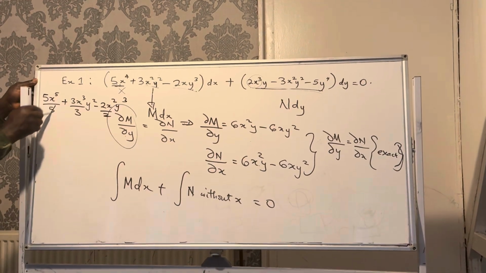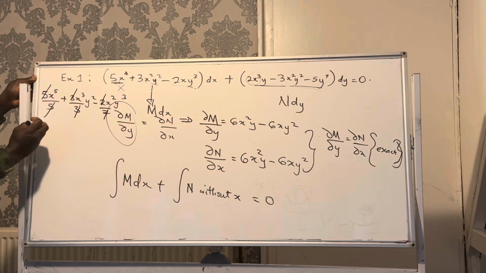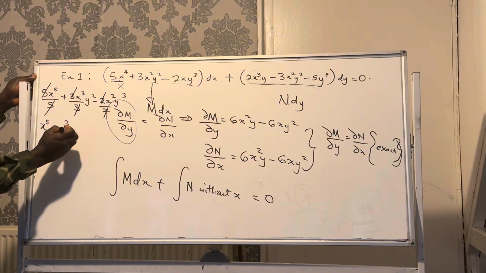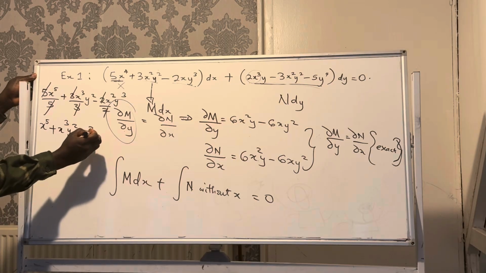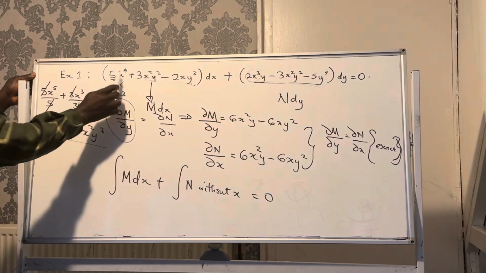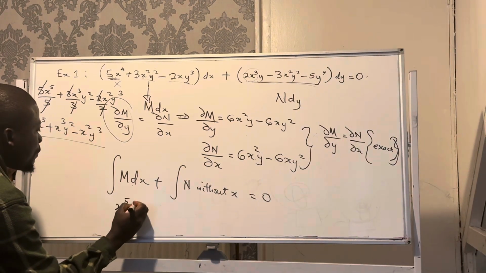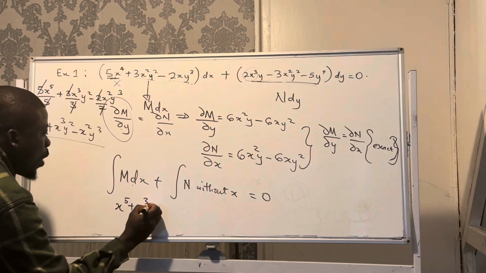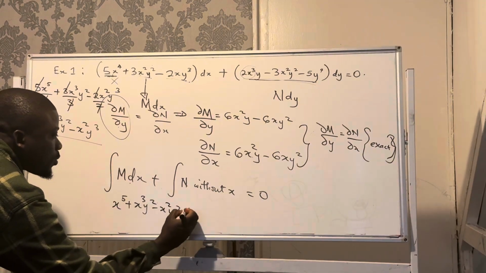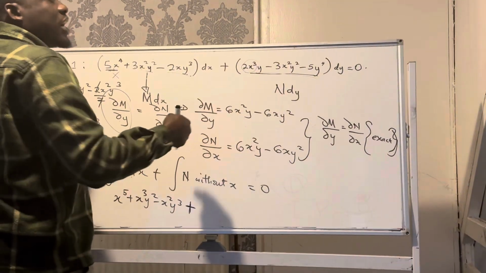So at the end of the day, 5 will cancel out 5, 3 will cancel out 3, 2 will cancel out 2. We are left with x⁵ plus x³y² minus x²y³. So that's the value of the integral of m ds. So we got x⁵ plus x³y² minus x²y³ plus, let's integrate n now. We integrate n with respect to what?